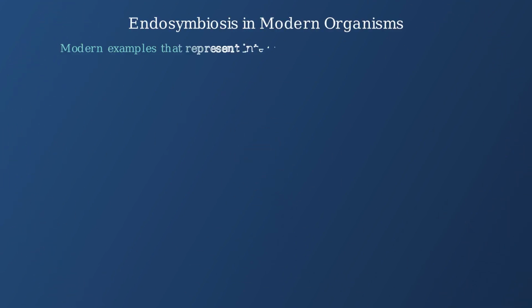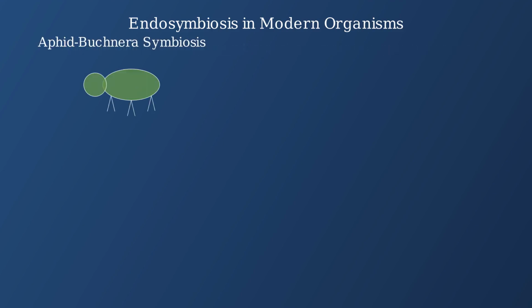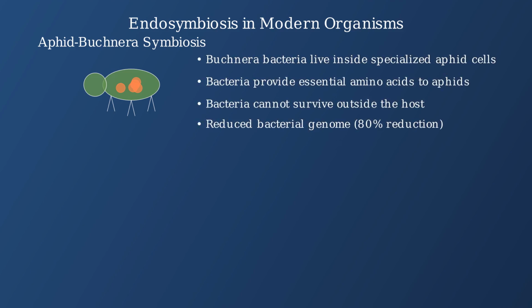Modern organisms exhibit various forms of endosymbiosis that provide insights into how organelles evolved. The aphid-Buchnera relationship is one of the best studied examples of obligate endosymbiosis. Aphids house Buchnera bacteria in specialized cells called bacteriocytes. These bacteria synthesize essential amino acids that aphids cannot produce themselves. After millions of years of coevolution, Buchnera has lost 80% of its ancestral genome and cannot survive outside its host.